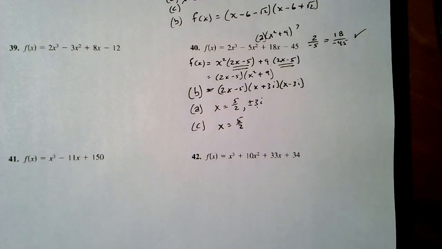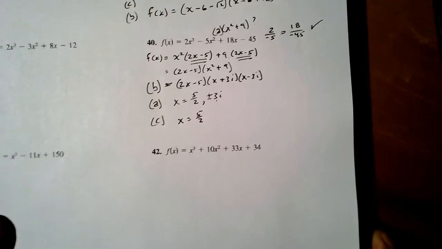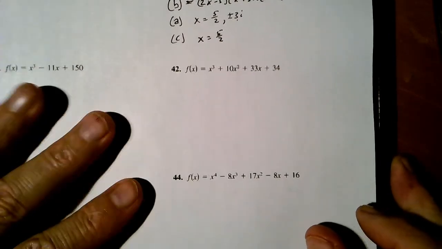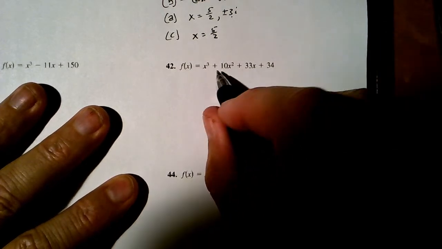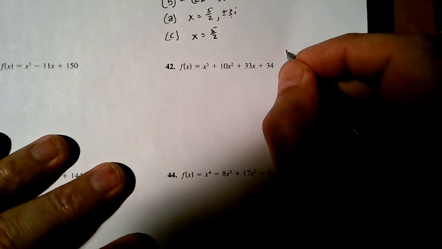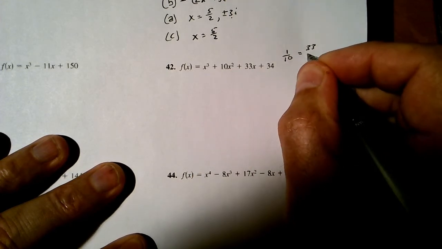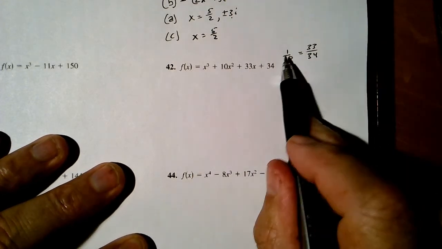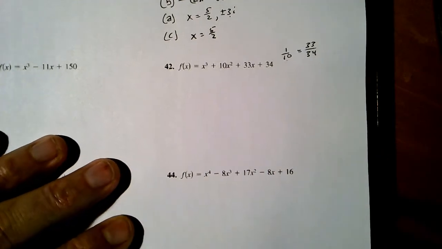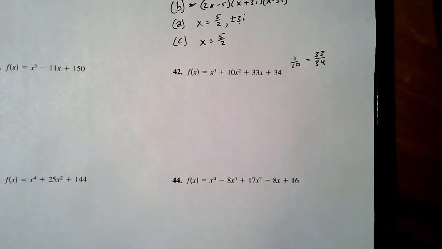Hopefully that gives you a gist of this, and probably not a bad idea to try 42 ahead of me. However, if you did try 42, you're going to see we're going to run into trouble. And that is what we're going to be talking about specifically for this problem. Take a look here. Factor by grouping, 1 is to 10. Is that equal to 33 is to 34? Not even close. This will not factor by grouping. Doesn't mean that we can't factor it, but it won't do it with our traditional algebra.